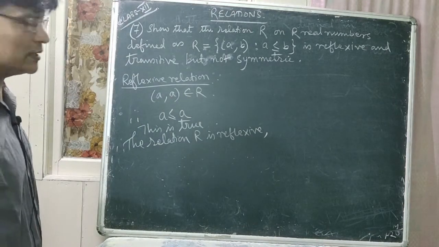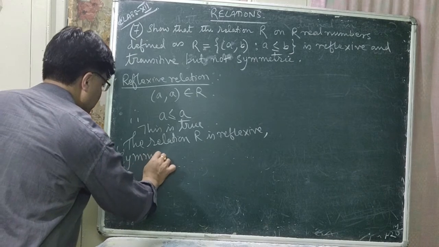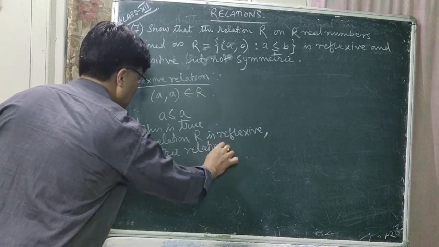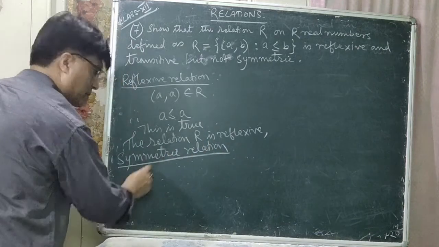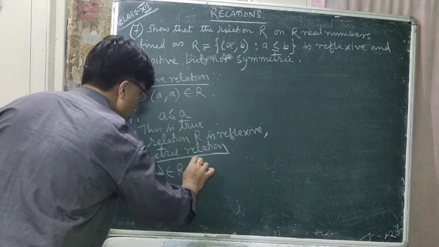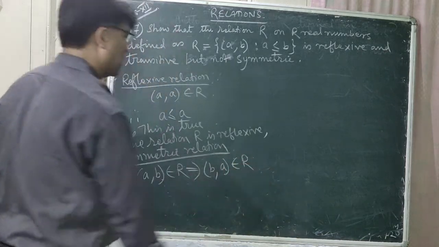I think you have understood it. Okay. Now let us check for symmetric relation. What is symmetric relation? (a, b) belongs to the relation R should imply that (b, a) belongs to the relation R.